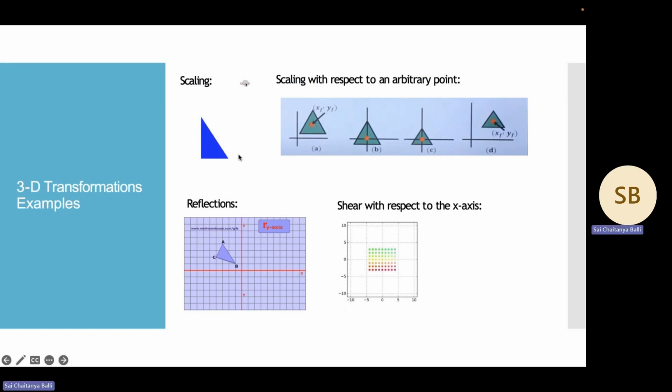Again, one more, scaling. First we have an object, then this is the point P, then we bring that point to the origin, then we scale, then we replace P with the original point. These are the reflections, and this is the shearing with respect to the x-axis.